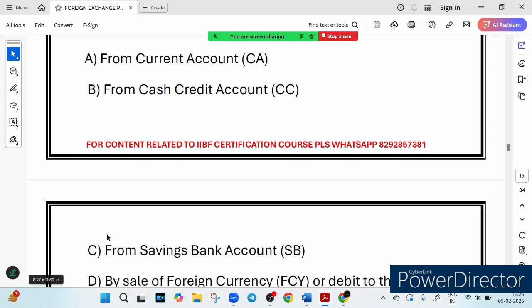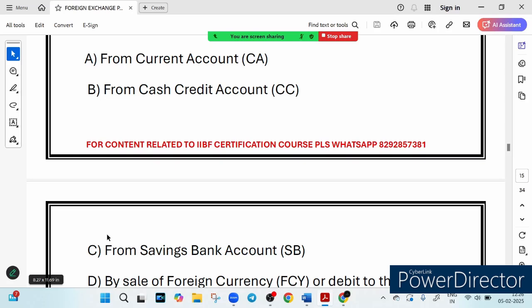CC is an account often used by business for working capital needs and can be in Indian rupees or foreign currency. However, just like the current account, CC is not the primary account used for collecting the monthly interest on PCFC, right? So imagine you have a cash credit account where you borrow money for your business operation, but this is not the account where foreign currency interest will be collected. From the saving account. Saving account is typically used for personal saving, and while it may earn interest on deposit, it is not used to collect interest in PCFC.